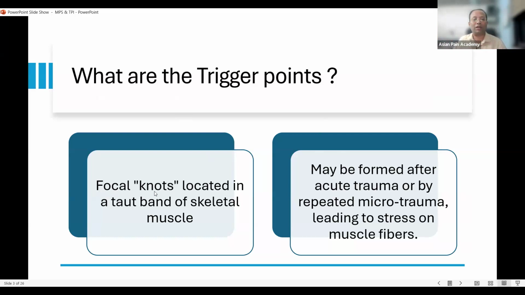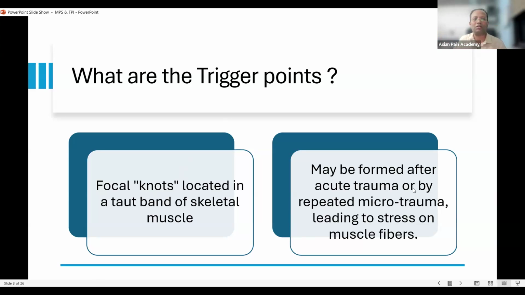So what are the trigger points? Trigger points are focal knots located in a taut band of skeletal muscle. The patient can say that this is paining, this is paining. You just put the tip of your finger on that point, not like palpating, and the patient will wince and say yes, this is the point. They may be formed by acute trauma or by repeated microtrauma, leading to stress on muscle fibers. So here, this is the area.